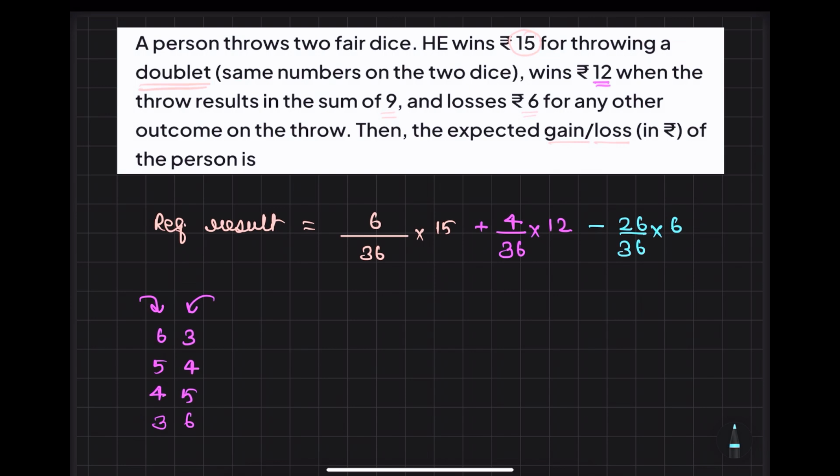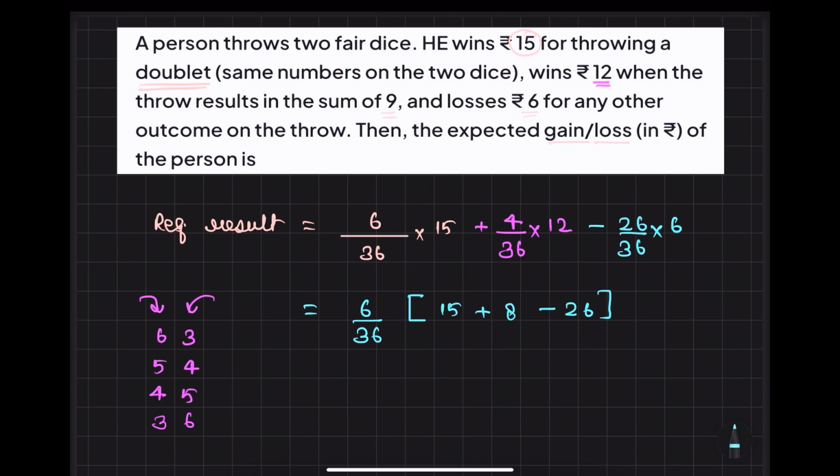How will we simplify? Look at this. I will take 6 by 36 common. So look at this, it is 15. Now 6: from 12 you have taken 6, so 2 is left. So 8. And then minus 26.